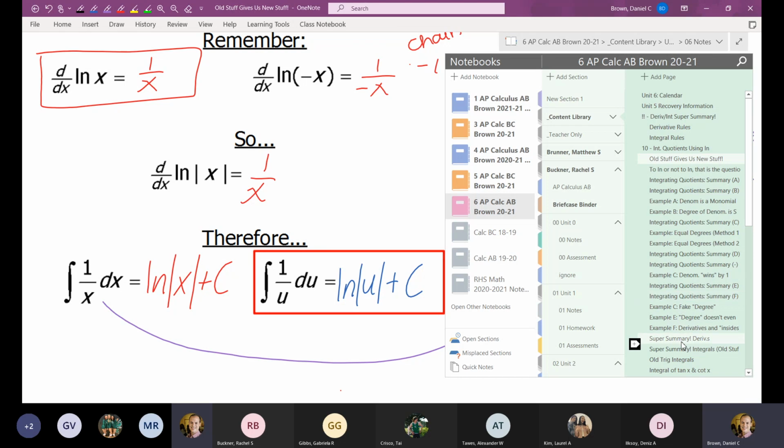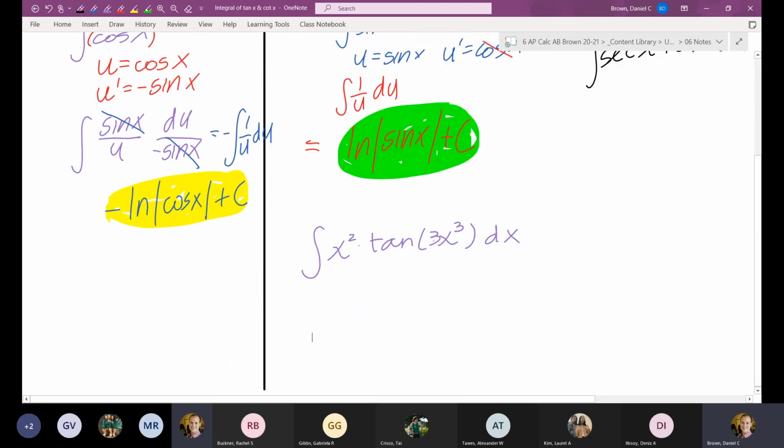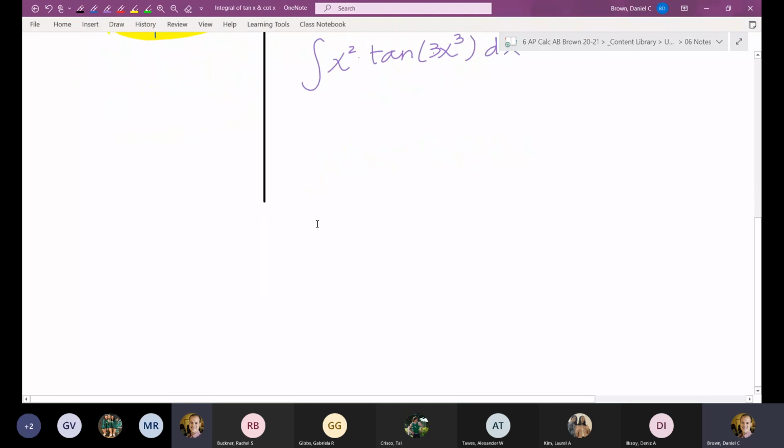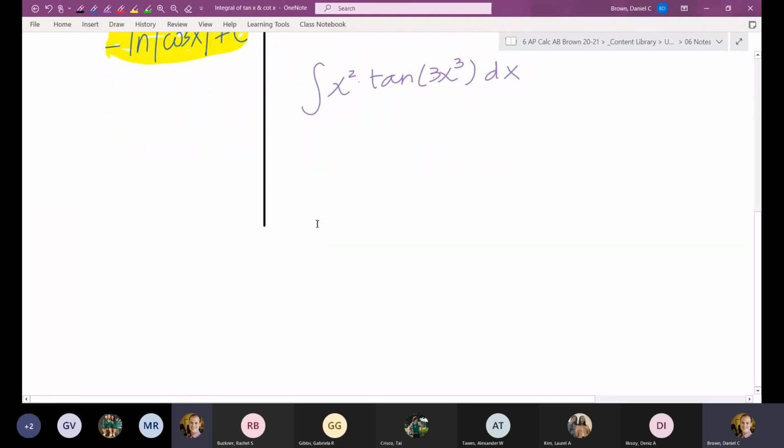So looking at this one that we had, there he is. If I have x squared times the tangent of 3x cubed, let's talk about some mistakes I saw on the unit calculus. First mistake, people will see a product and they just want to find the antiderivative of each part. You can't do that, just like with the derivative. We have to find a way to deal with that product.